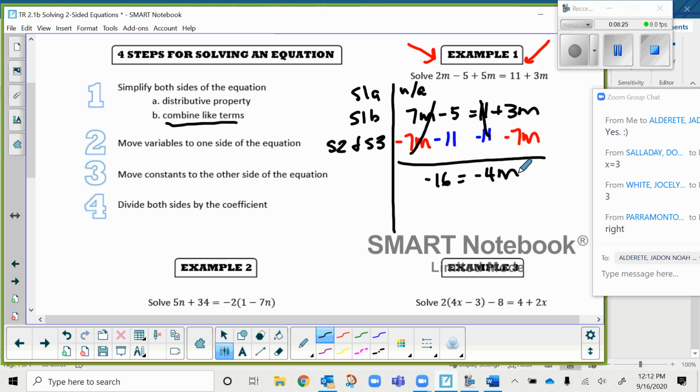And then step 4 just says divide both sides by the coefficient. That's whatever number is in front of the m that's being multiplied, which is negative 4. So on the right, the 4's cancel. And on the left, I have a negative divided by negative, which is positive. And 16 divided by 4 is 4.